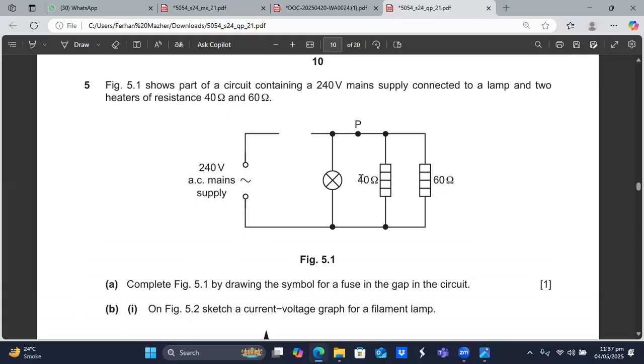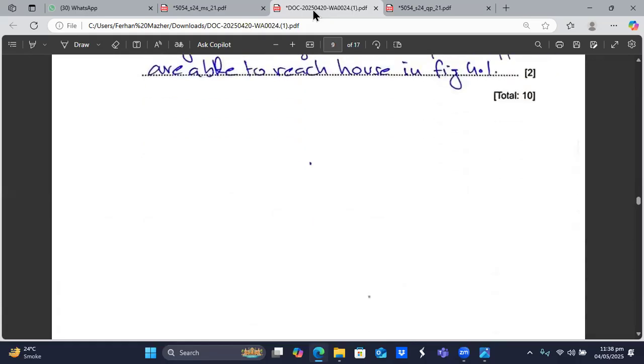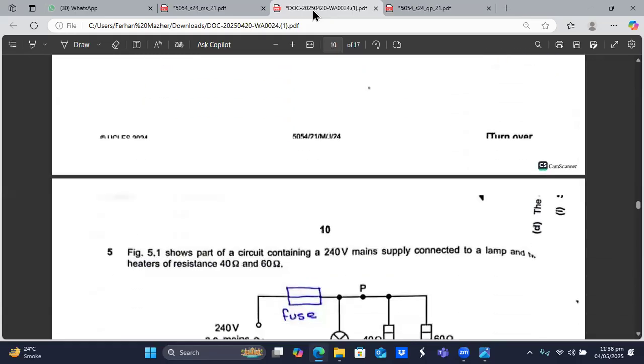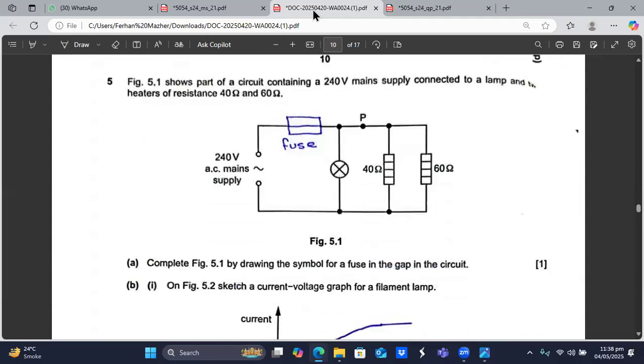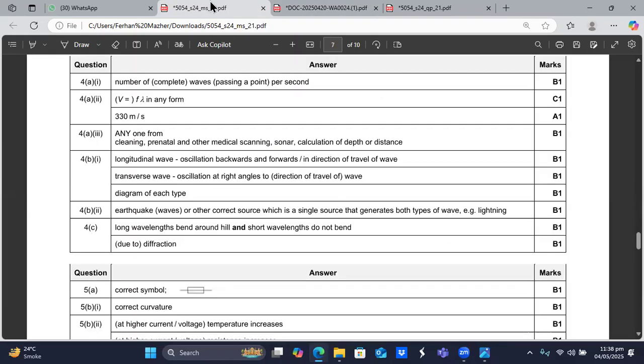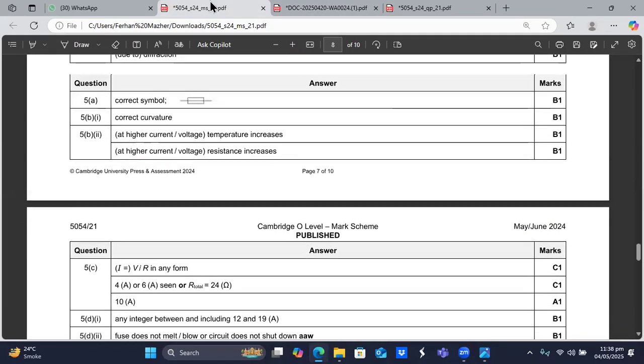One has a resistance of 40 ohm. The other one has a resistance of 60 ohm. These three are connected in parallel to each other, plus they are connected in parallel to the 240-volt AC mains supply. Complete figure 5.1 by drawing the symbol of a fuse in the gap in the circuit. The symbol of the fuse is a rectangle, and in the rectangle you pass a line. This is the symbol for the fuse. You have to draw this. This is a 1 mark question, and here we have the marking scheme.